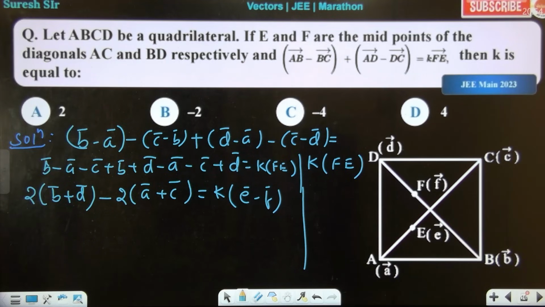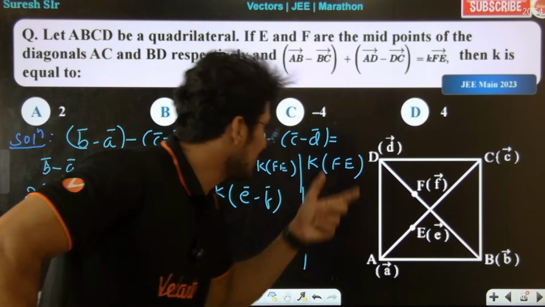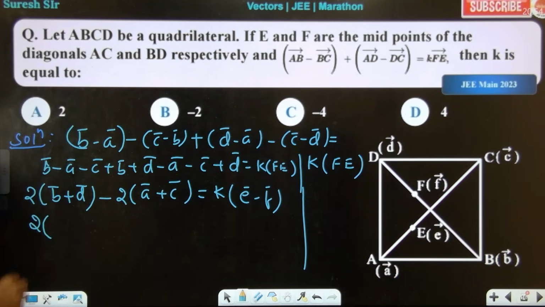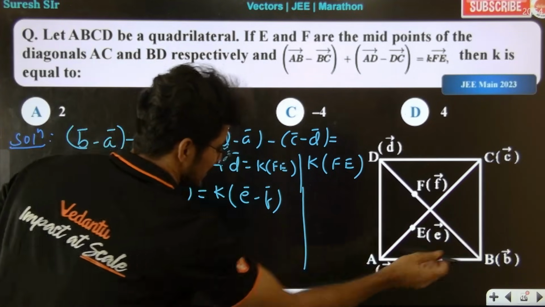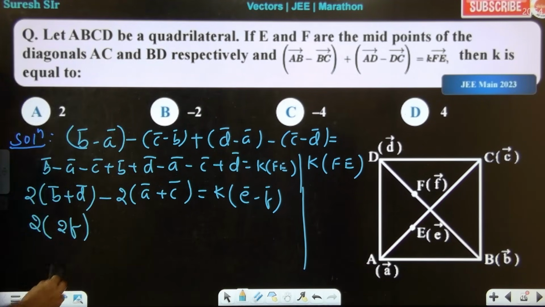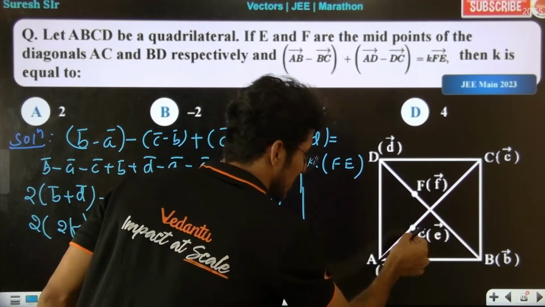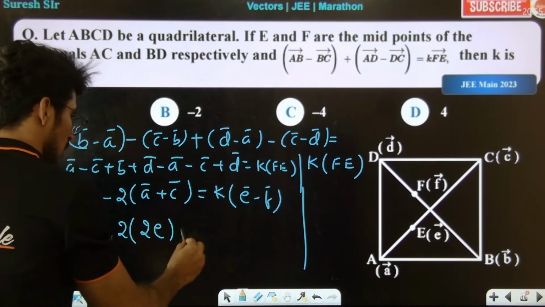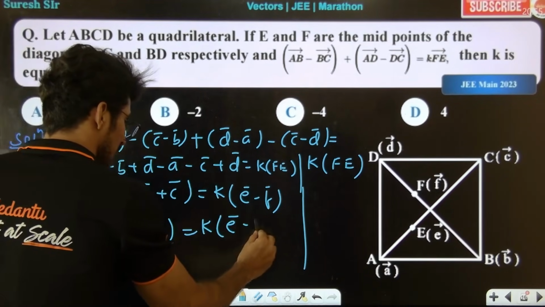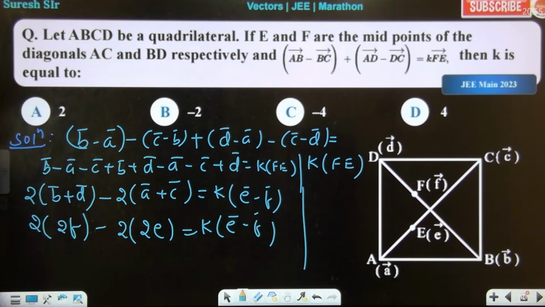Now here I have B plus D. B plus D is what? B plus D, total F. Correct or not? So B plus D is what basically? B plus F is F plus F, 2F. Wonderful. So minus 2 times of E plus E, 2E is equal to K times of E minus F vector. Right or not?